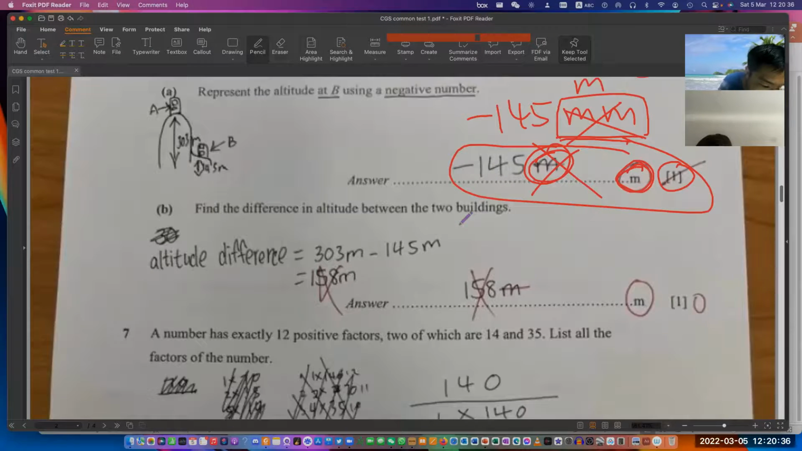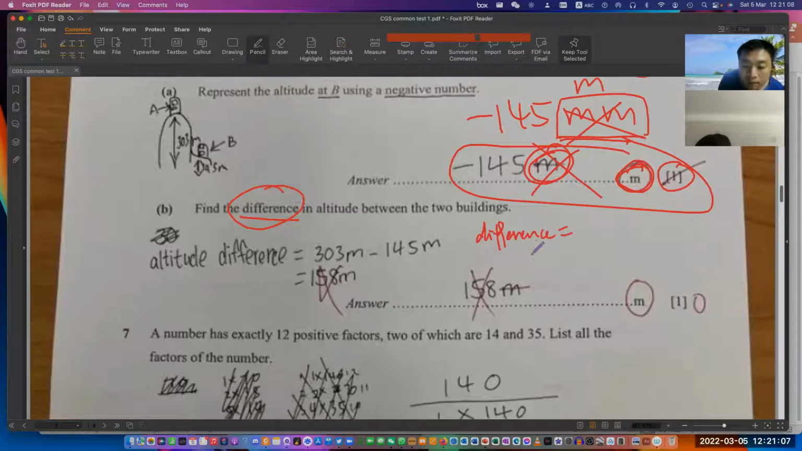But this is the question, the difference. How do you find difference? Formula? No, I asked you for the formula. What's the formula for difference? You don't use the formula, that's why you end up wrong. Nothing to do with add, nothing to do with minus. I just asked you what is the formula for difference.